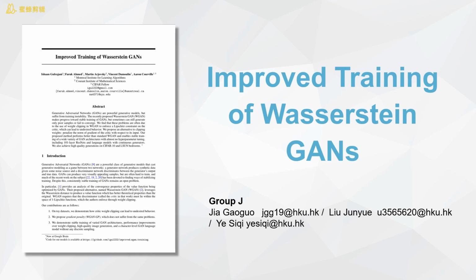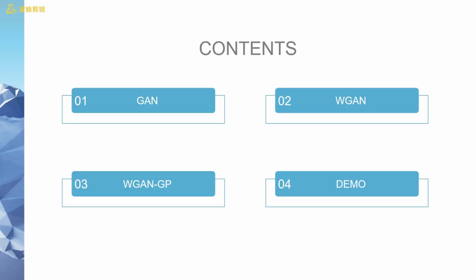We are gonna introduce a paper named Improved Training of Wasserstein-GANs. This model can achieve the effect of imitating real pictures to generate highly similar pictures. We are gonna introduce it in this order.